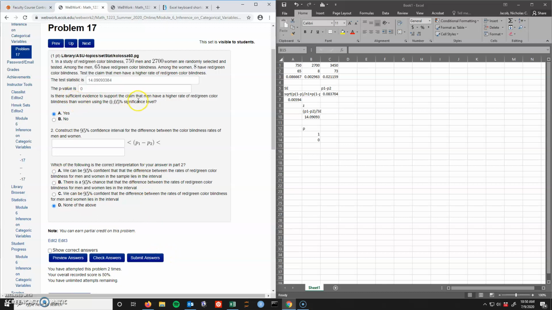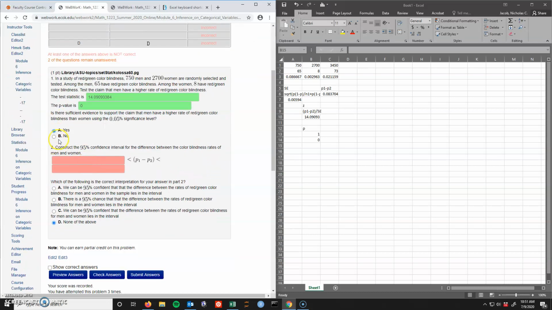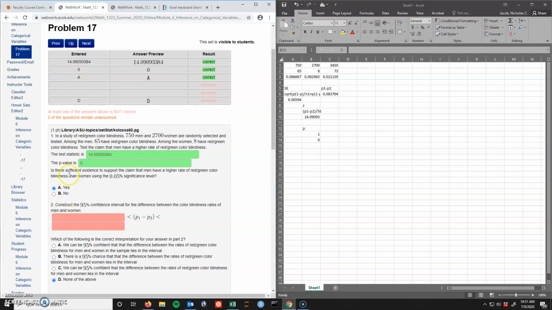So is there sufficient evidence to support the claim that men have a higher red-green color blindness than women at the 0.5 significance level. You better say yes to this. P-value is 0 here. It's less than the significance level. So let's go ahead and hit submit. And I got that part correct. Great. Those are always the easiest questions here. I'll come back and sometimes notice students just have a third of the questions because they got the multiple choice and just moved on. Let's do the confidence interval though.